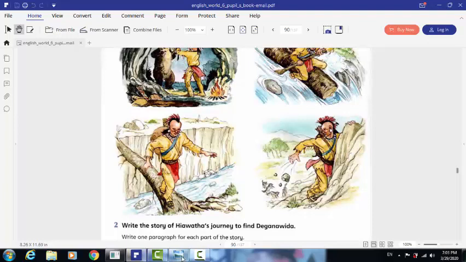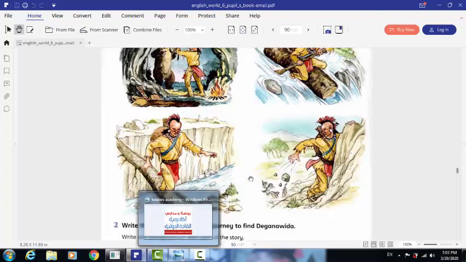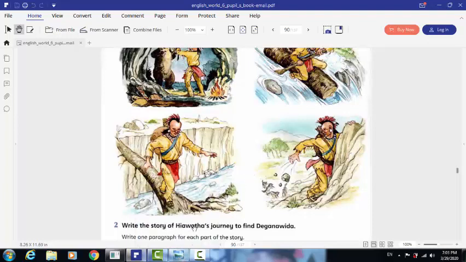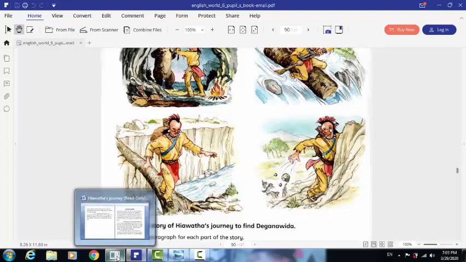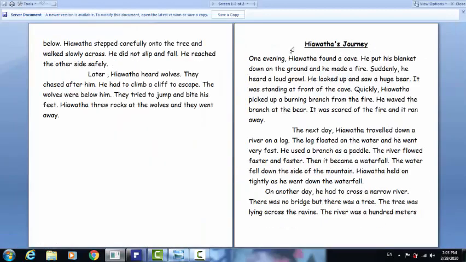Now I'm going to show you the whole story arranged into 4 paragraphs according to the notes that we have discussed together. Here is the first picture and here is the second picture. Here is the first page, sorry, and this is the second page.